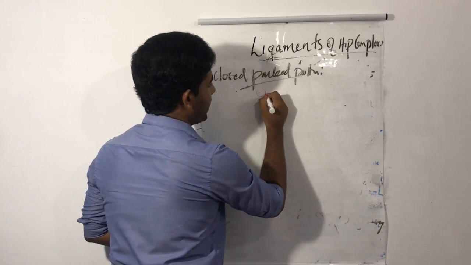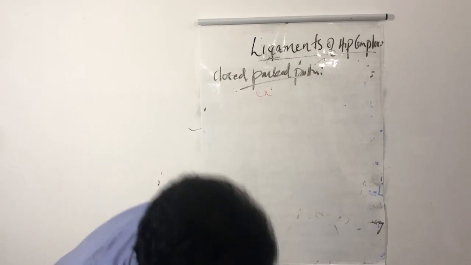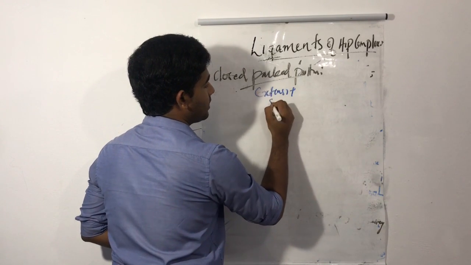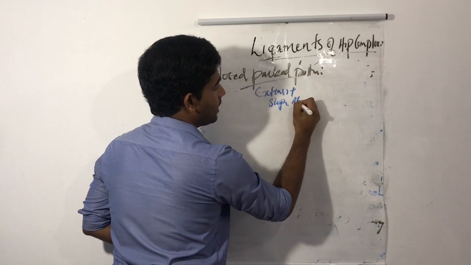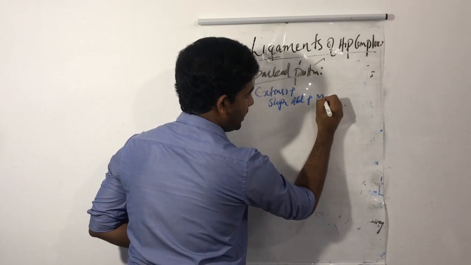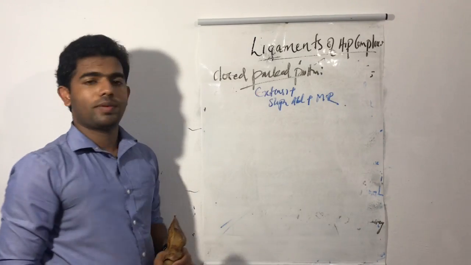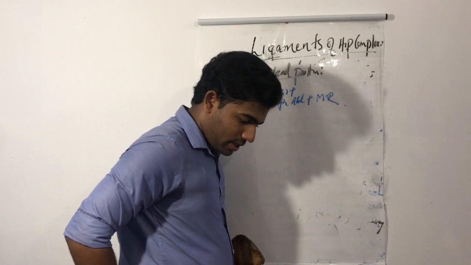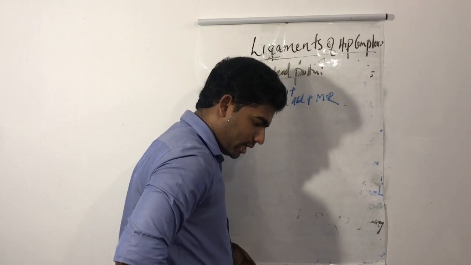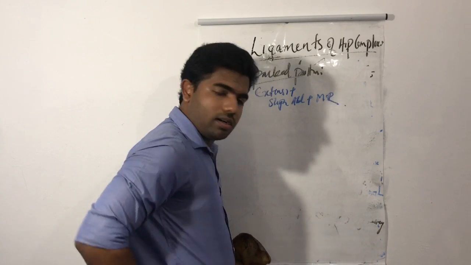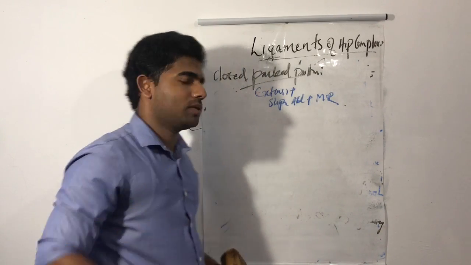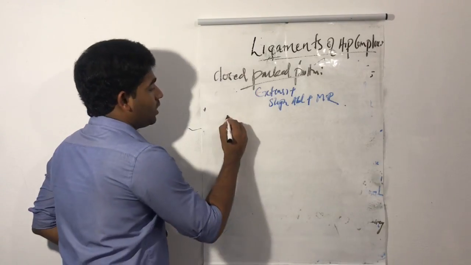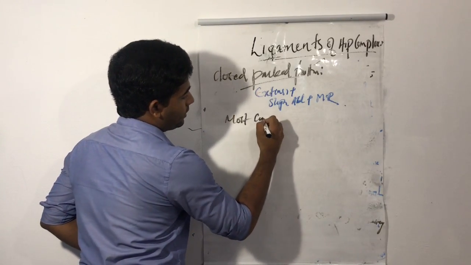We can all try it: extension plus slight abduction and medial rotation. This is the close-packed position. If you all try, you move your leg into extension, move it into slight abduction and medially rotate it. You feel that the complex is tight. That is the close-packed position. Next one, most congruent position.